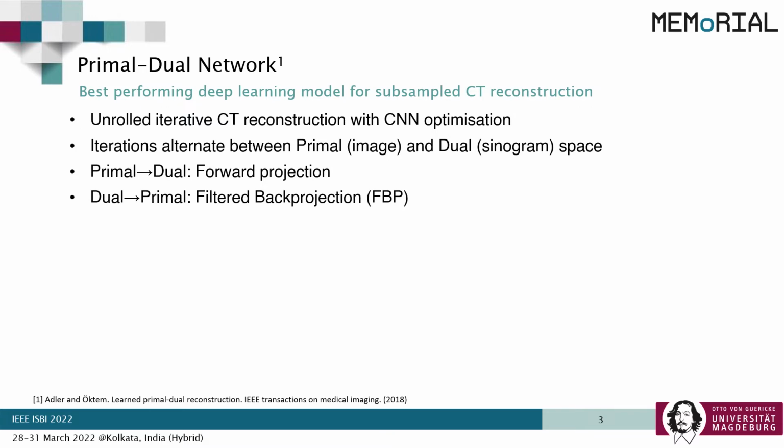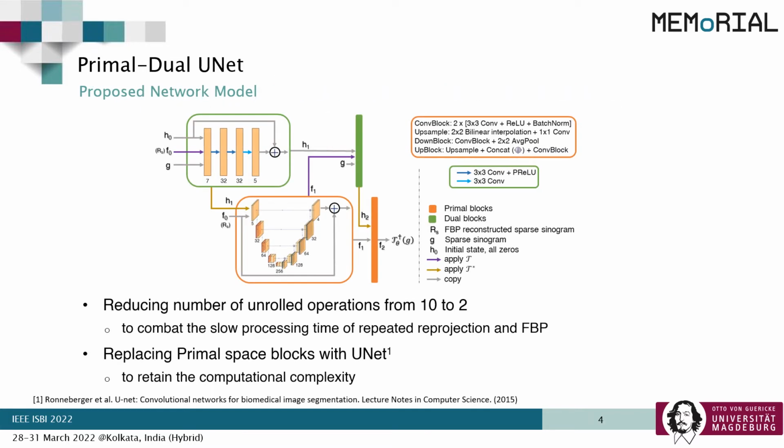back projection is applied. In our proposed model, we have reduced the number of unrolled operations from 10 to 2 to reduce the required processing time for repeated reprojection and filtered back projection. But to retain the computational complexity of the model, the primal space blocks were replaced with UNets. This modified network is called the Primal-Dual UNet. Here we can see the network schematic.